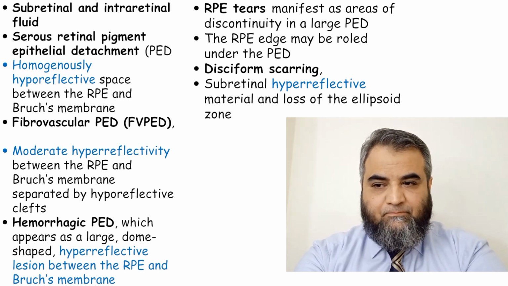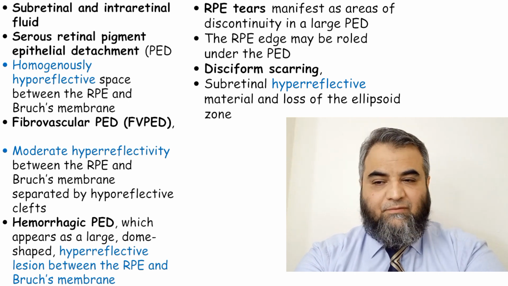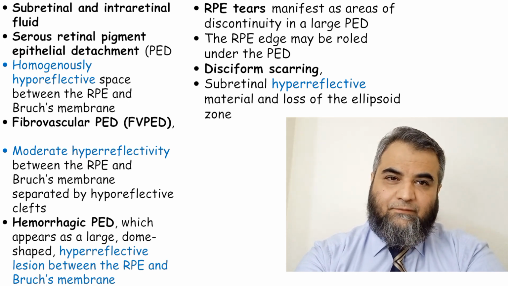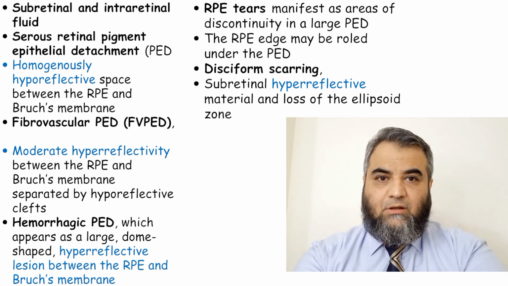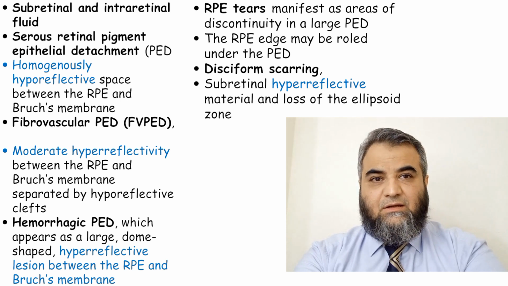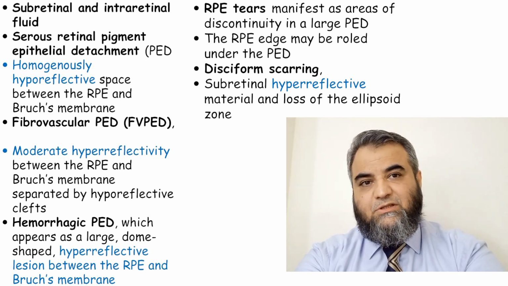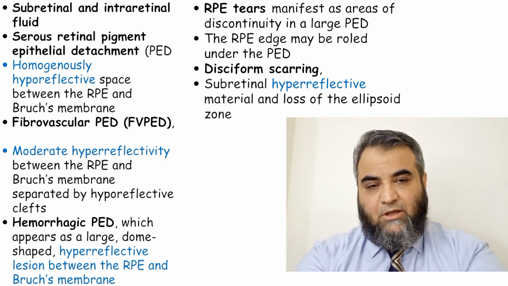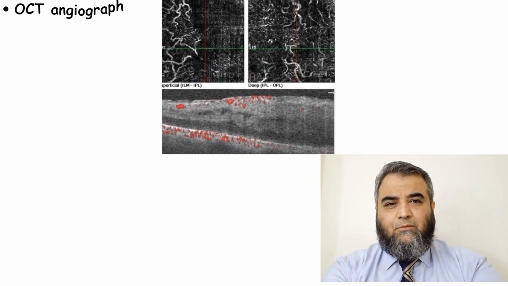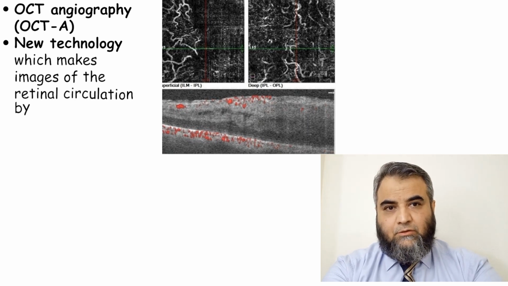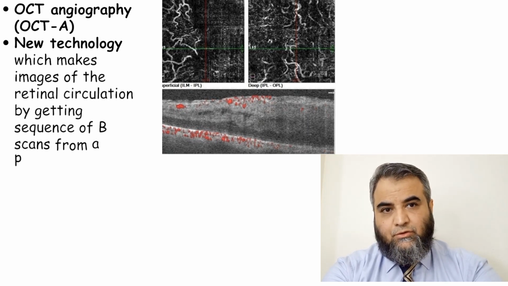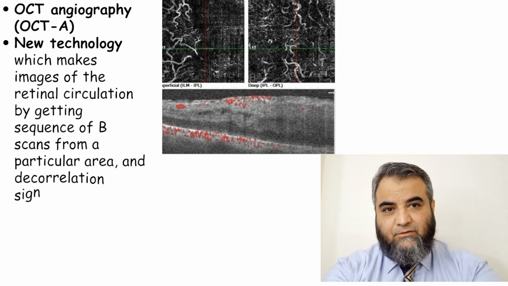Disciform scarring, subretinal hyperreflective material, and the loss of the ellipsoid zone. Yes, the ellipsoid zone is lost over there, and there is a hyperreflective area of scarring. So different patterns can be seen in different stages of the disease. Earlier we used, and still we use, fundus fluorescein angiography to establish the case, which shows us the classic patterns and the occult patterns.